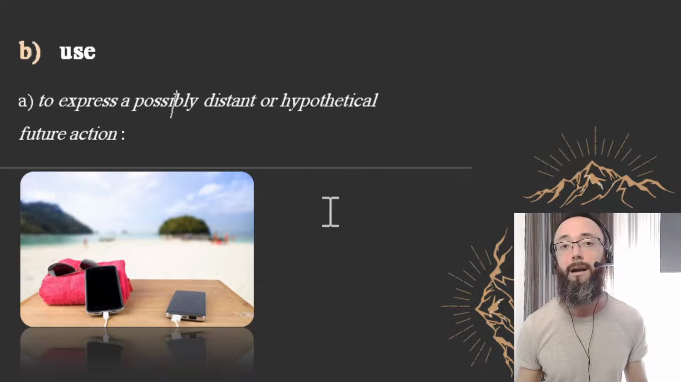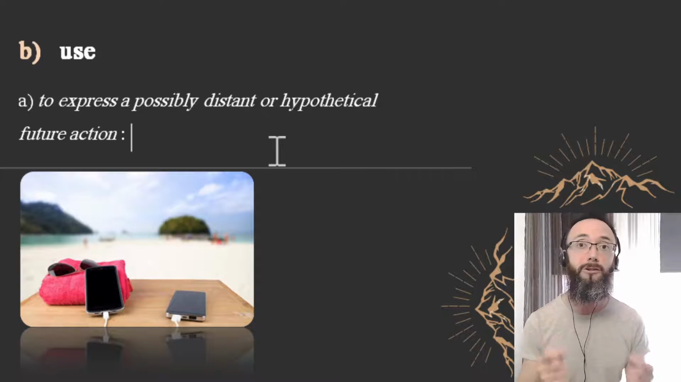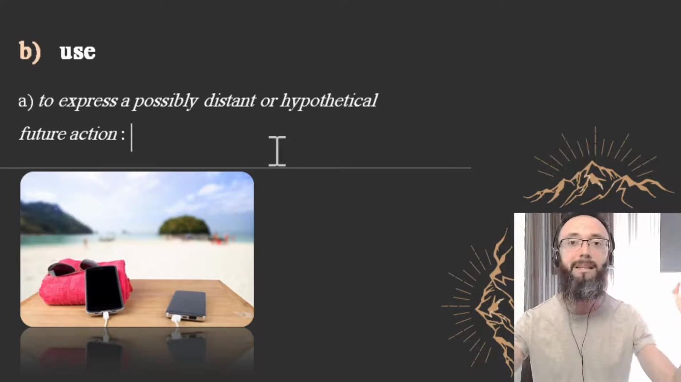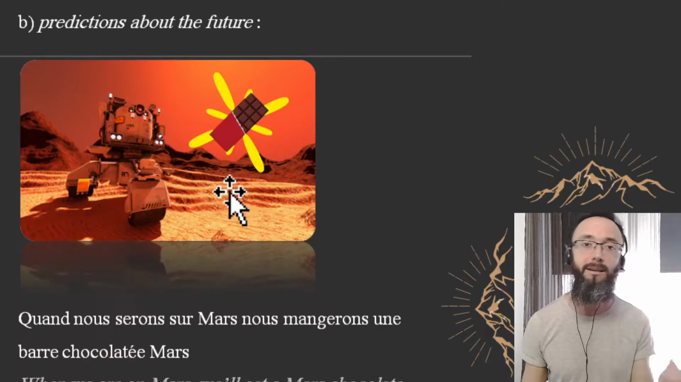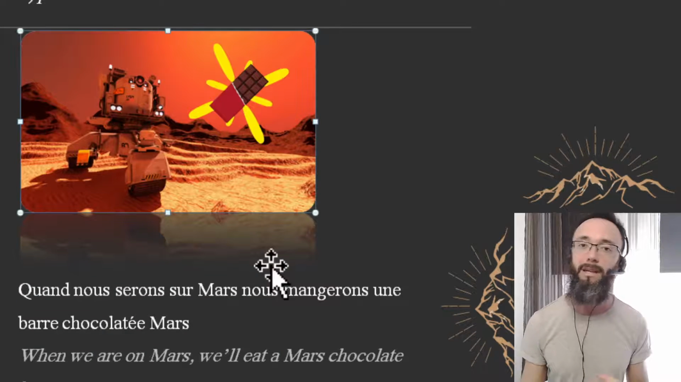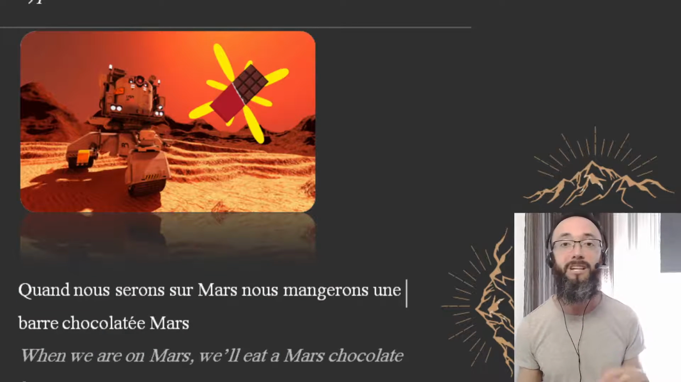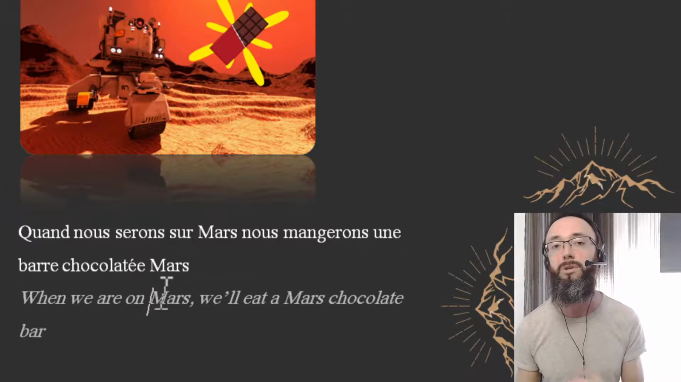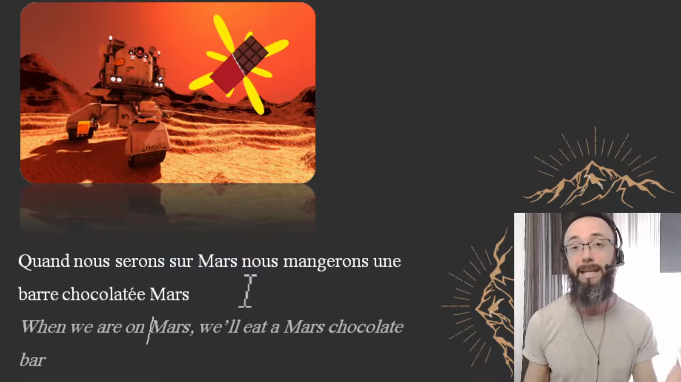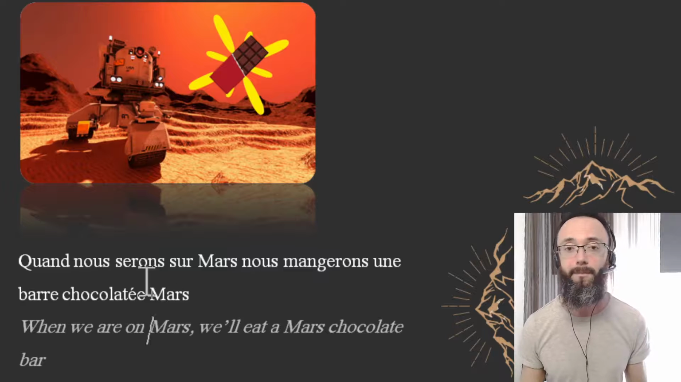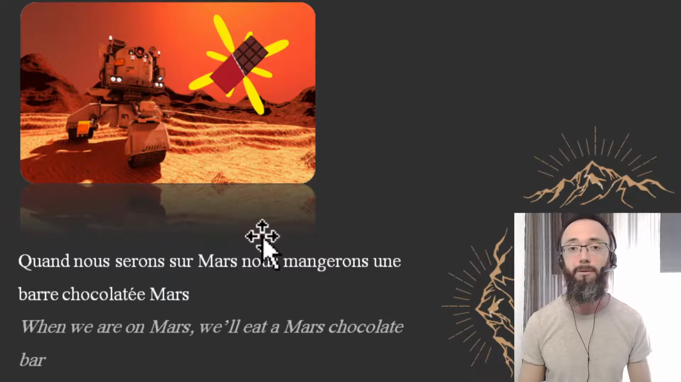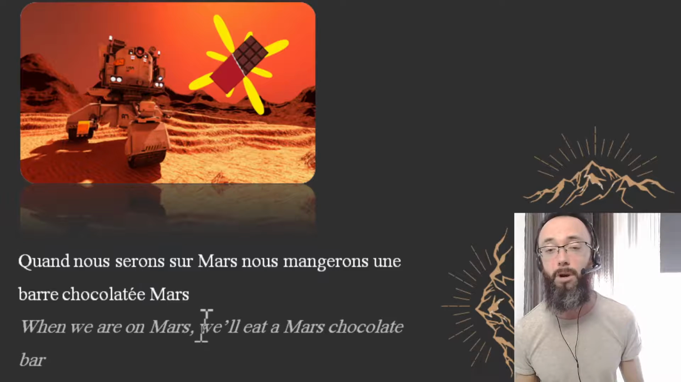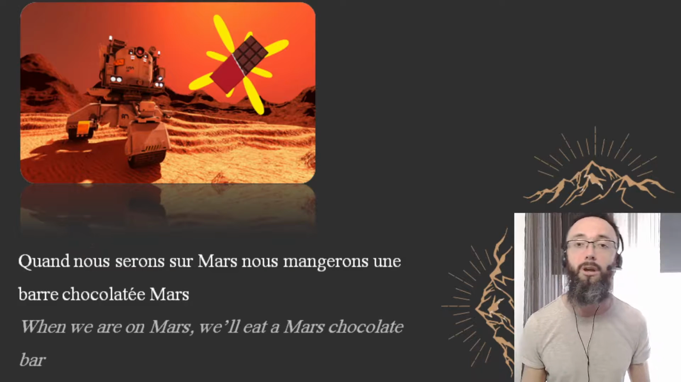And the reason why that is because you need to use the future simple when this is a possibly distant or hypothetical future action. And the second example, a bit less common, but yet very relevant for this lesson, predictions about the future, where in English we would use the simple present tense. But in French, we will use the future simple for that same example. When we are on Mars, quand nous serons sur Mars, which wraps up this lesson.